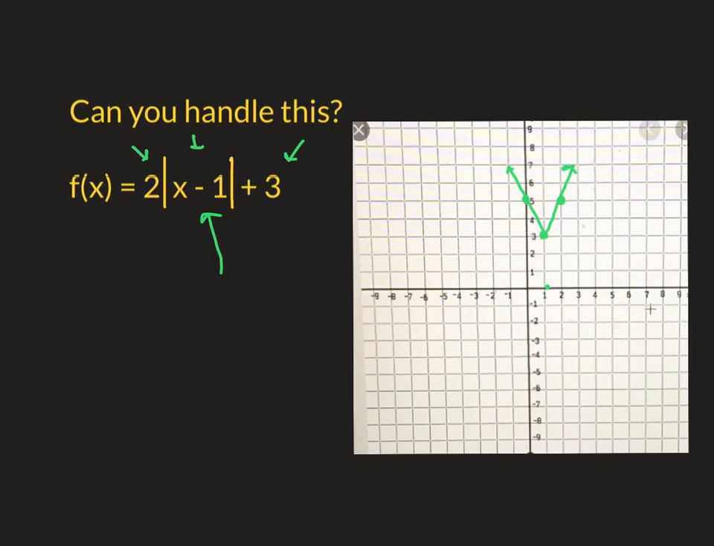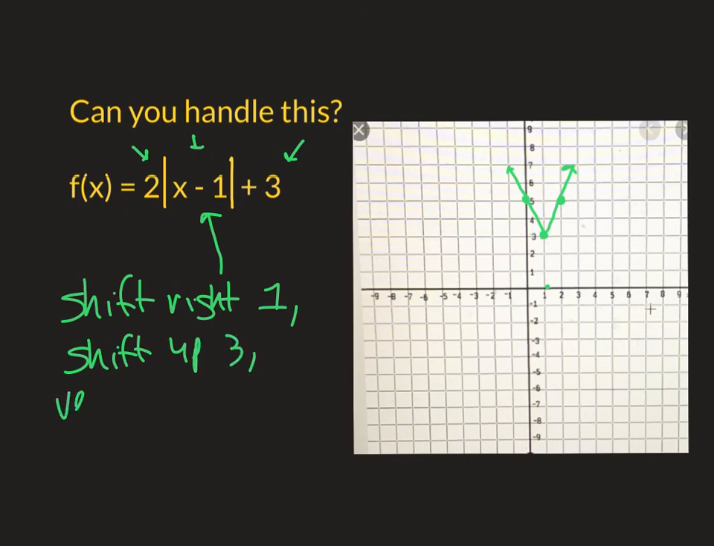All right, now they're going to have you describe in your homework what you did. So here's what we would say. We'd say shift right 1, shift up 3, and vertical stretch by 2.